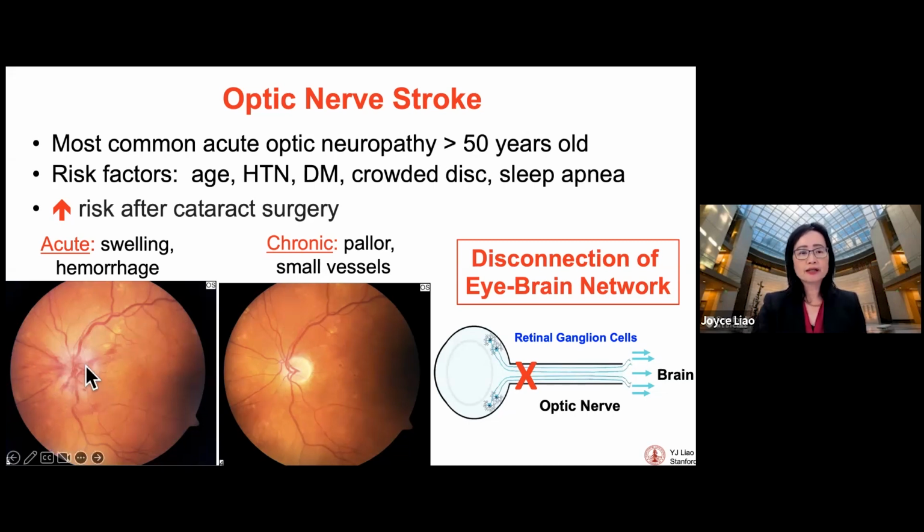In an acute setting, the optic nerve looks swollen, and then in the chronic setting, the optic nerve looks thin and pale. This is leading to a disconnection of the eye-brain network and a vision loss because the information captured by the eye is not being transmitted to the brain.